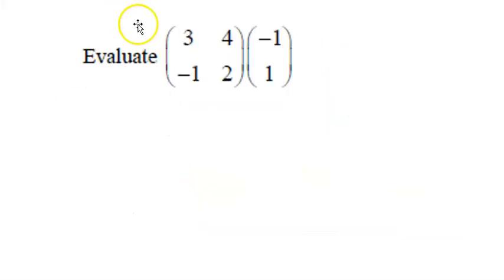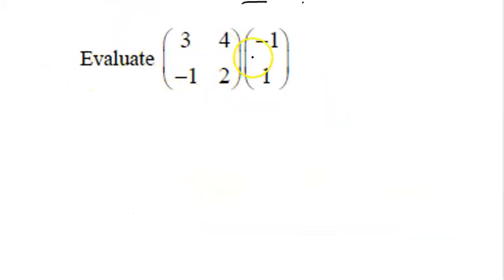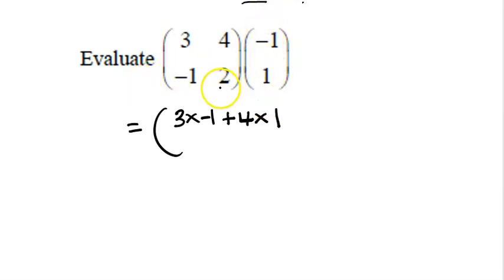Let's look at this example. Evaluate. So we are to evaluate these matrices. Now let's check if they are conformable. The number of columns in the first matrix is 2, and the number of rows in the second is 2. So we can multiply. First row, first column: 3 times minus 1 plus 4 times 1. Since we have only one column, we just stop. And then we come to the second row, first column: minus 1 times minus 1 plus 2 times 1.